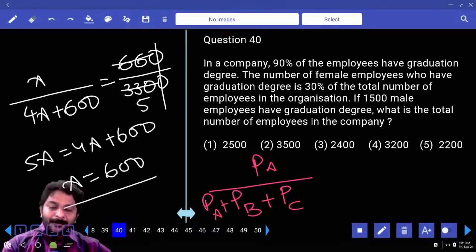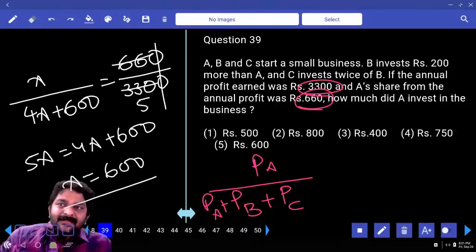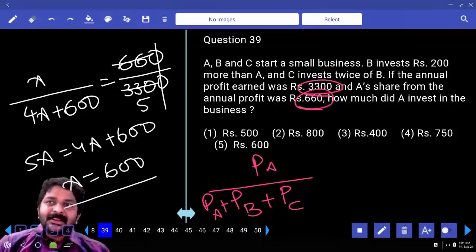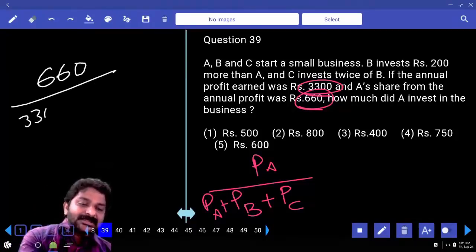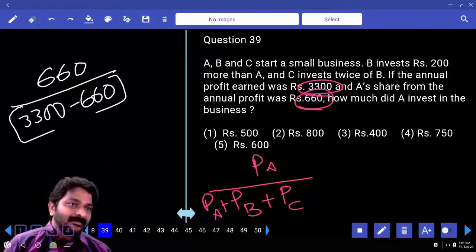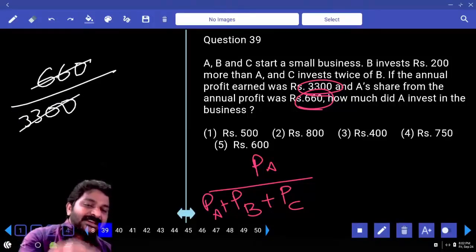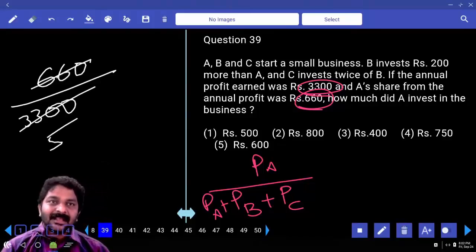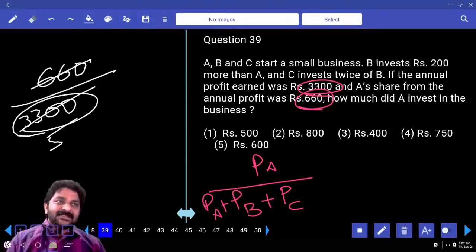You know the total profit is 3,300. Out of 3,300, A is getting 660. Then the remaining goes to B and C together only. To calculate the remaining, you need to use 3,300 divided by 660. This simplification may take some more time because they are not round figures. Instead of that, if you directly use 3,300, I could see a direct calculation, that is 5 times. Hence, I want to use only 3,300, but not the difference between 3,300 and 660.